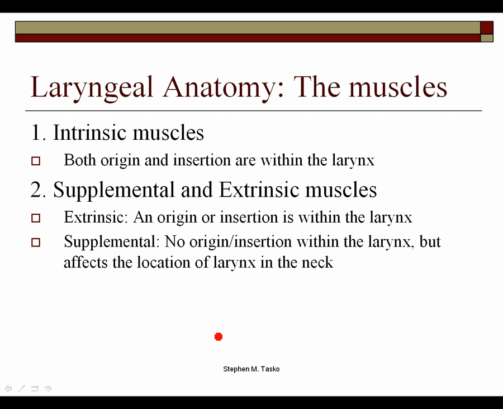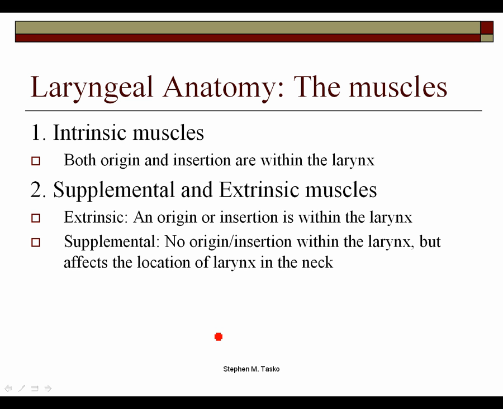Now, the target of these nerves, at least the efferent portions of these nerves, are muscles, and we need to use muscles to be able to create the conditions under which phonation can occur. And we differentiate muscles of the larynx between what we call intrinsic muscles, and these are muscles where both the origin and insertion of the muscle itself is within the larynx on the laryngeal cartilages. And then we have a set of muscles that are referred to as supplemental and extrinsic muscles.